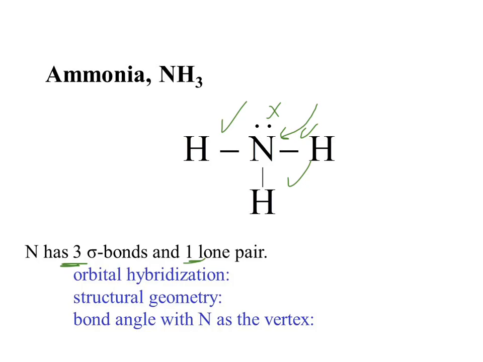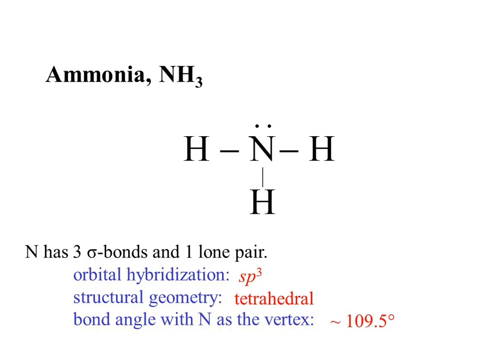Where it says number of sigma bonds and lone pair of electrons is the first column. So 2, 3, and 4. So 4. It's on the first page. And fill in. So what's its orbital hybridization? Nitrogen atom. sp3. Very good. What's its structural geometry? Tetrahedral. You got it. And what's its bond angle? You can see approximately 109.5, and I'll kind of explain why that is.